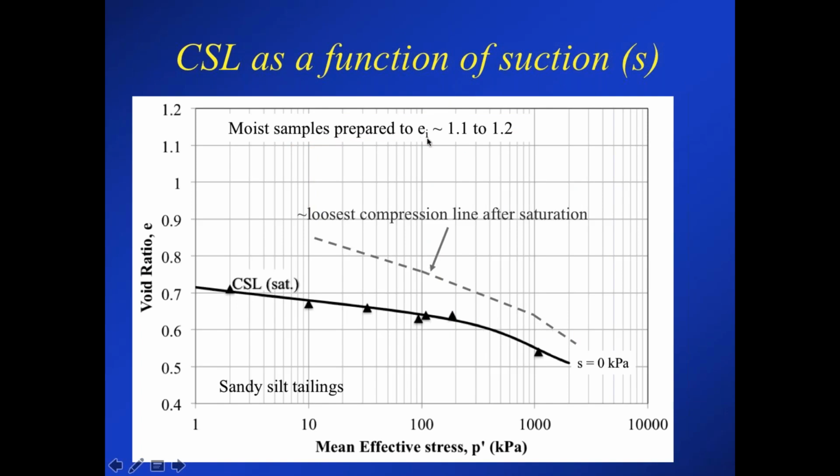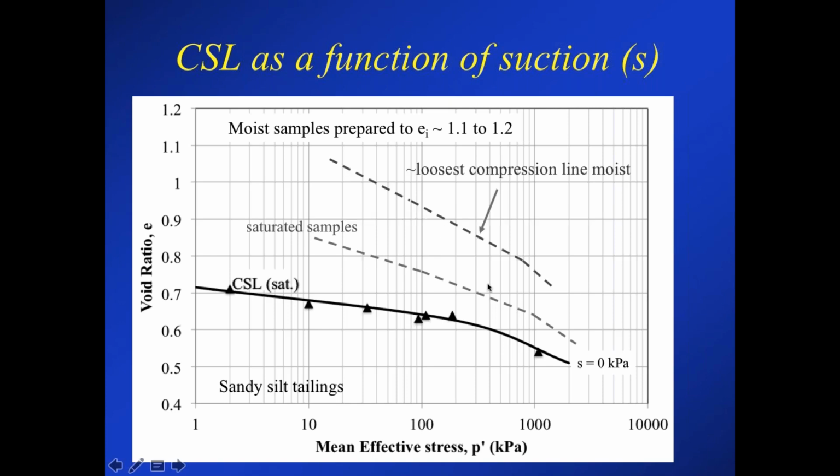Remember, the samples were prepared very loose, and you can see there's quite a lot of compression when you saturate the sample. So up around 1.1 void ratio, and then dropping below 0.9 when you saturate it. So there's the loosest compression line for the saturated.